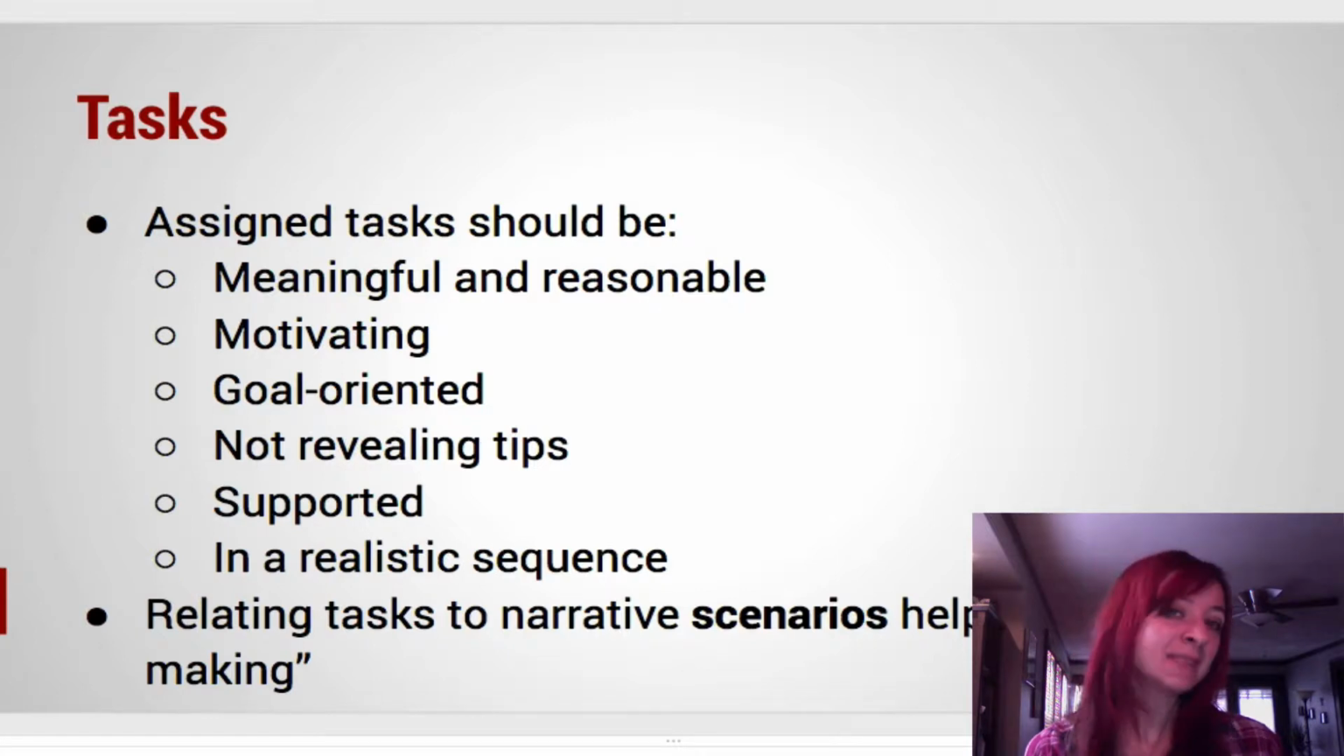And they should be in a realistic sequence. So you provide the tasks one at a time, and you let the user finish each task, or at least try to finish each task before moving on to the next. And they should be in a realistic sequence.